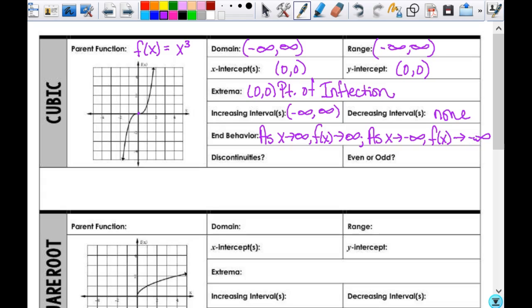Are there any discontinuities? Nope. Is it even, odd, or neither? It is odd, because I can rotate it 180 degrees, or I can substitute in that negative x.